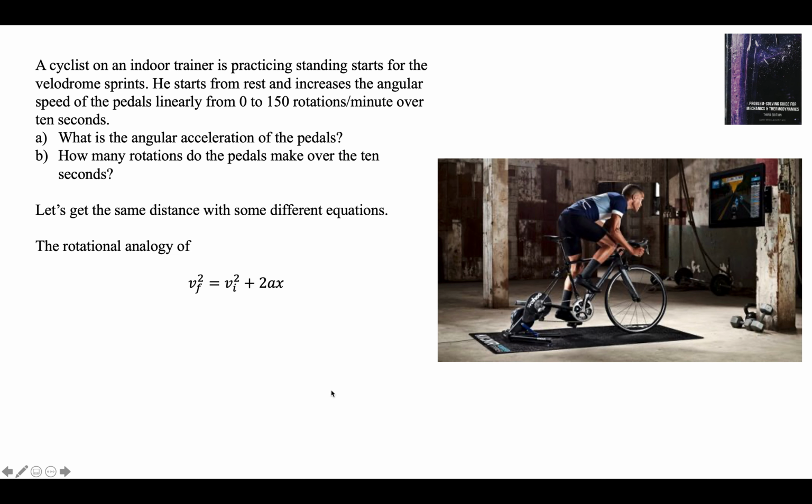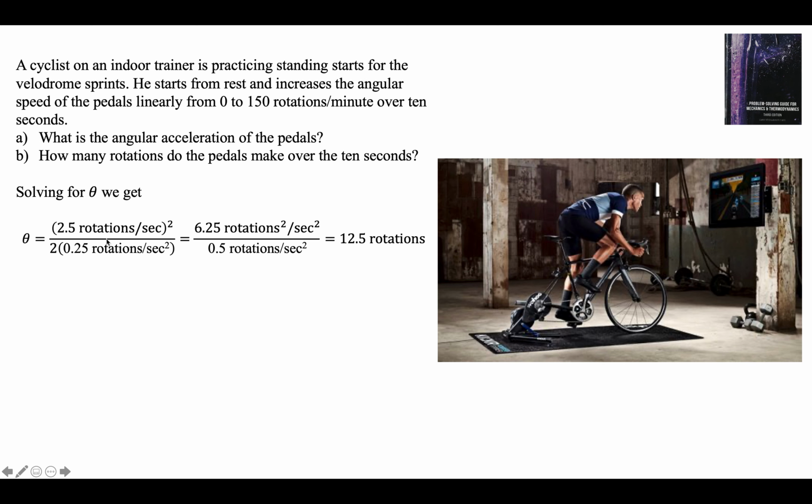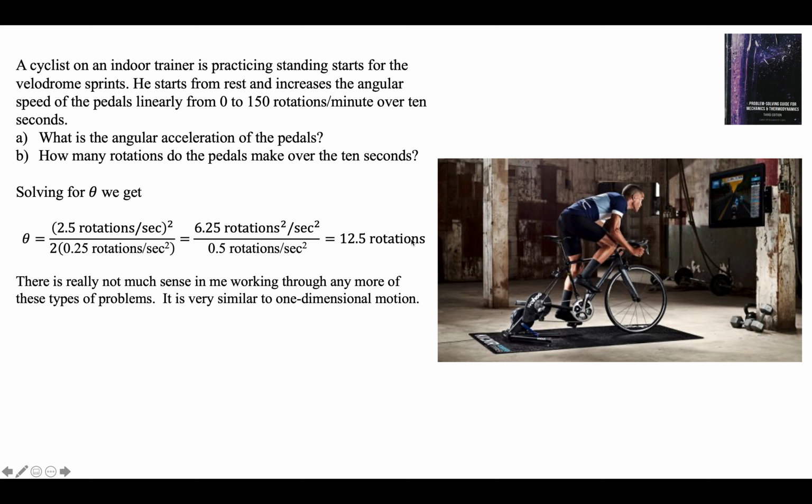How about this equation? v final squared equals v initial squared plus 2ax. What does that look like? Well, we have omega final squared equals omega initial squared plus 2 alpha theta, angular acceleration times angle. So we have the final 2.5 rotations per second, which is 150 rotations per minute. Started at rest, the angular acceleration 0.25 rotations per second squared. Now we can solve this for theta. 2.5 squared is 6.25. 2 times 0.25 is 0.5, so 6.25 divided by 0.5 is 12.5 rotations. Same answer we got before, not surprising.